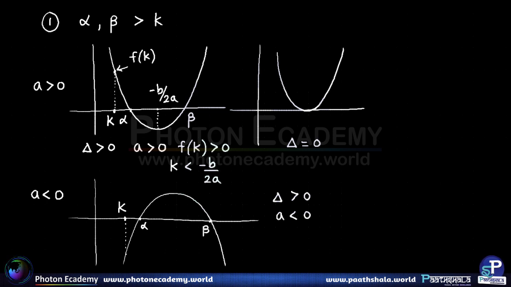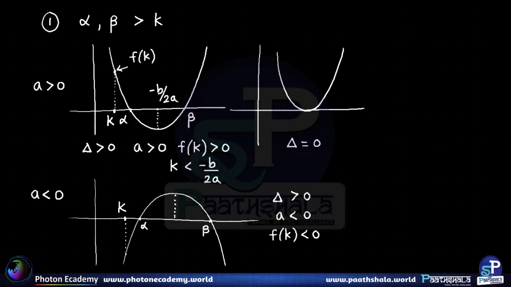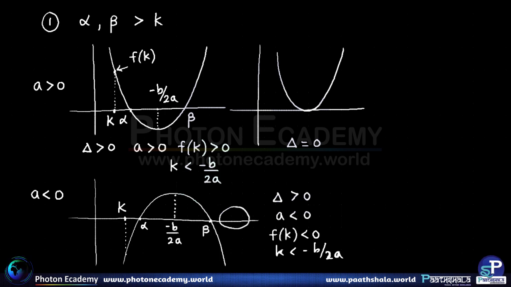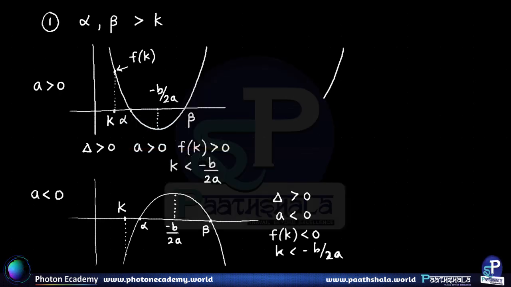And here we see that for this particular situation, f of k is now obviously negative, and we of course must have k less than minus b upon 2a, because otherwise it may have any other value of k in this particular region also, which is what we don't want. So now let us try to somehow merge the conditions so that we can write a single set of conditions for both of these cases. So let us see how we can do that.